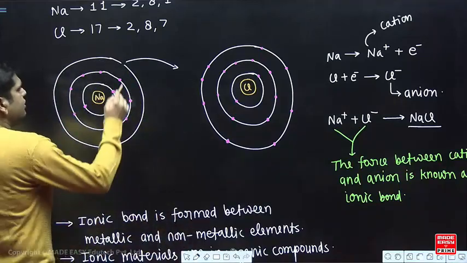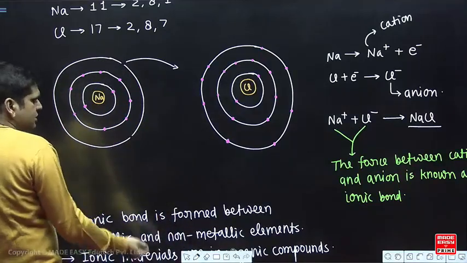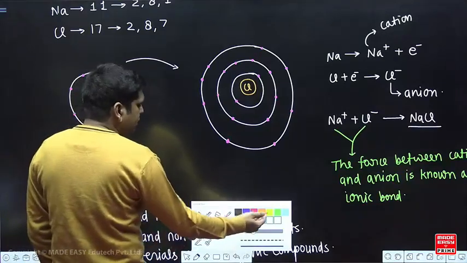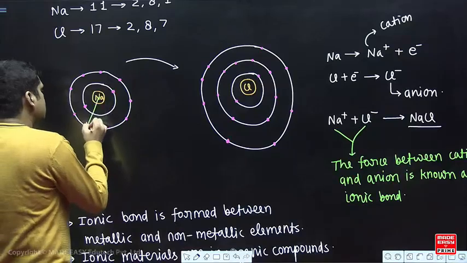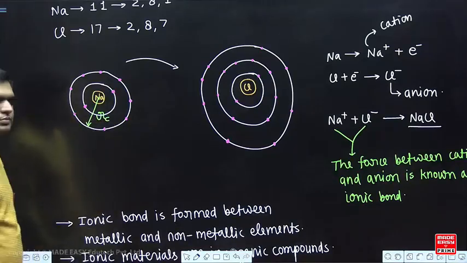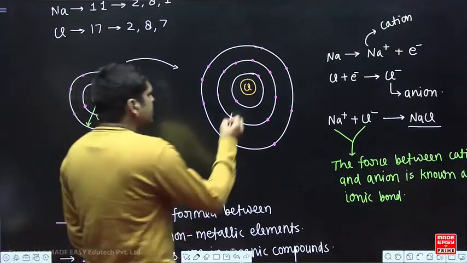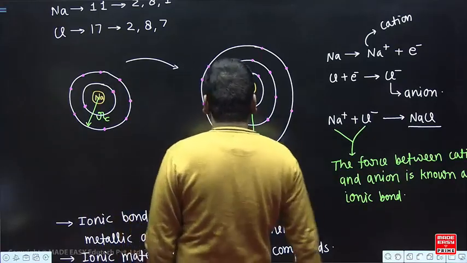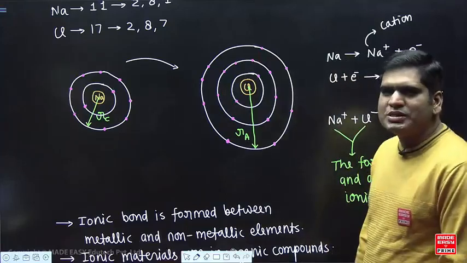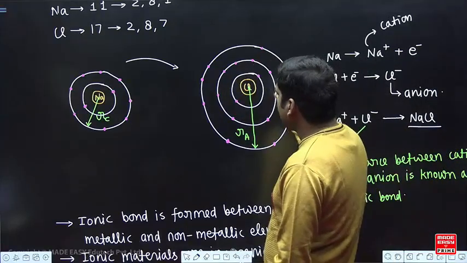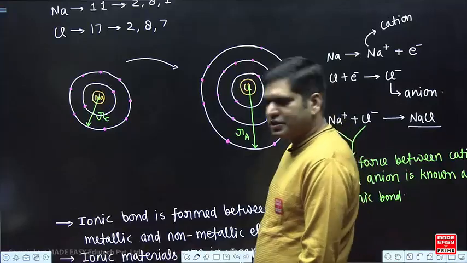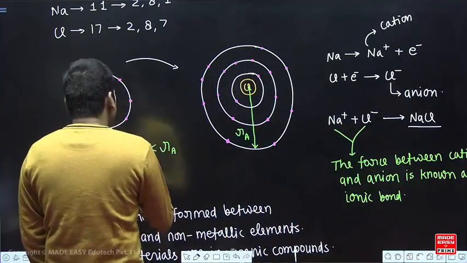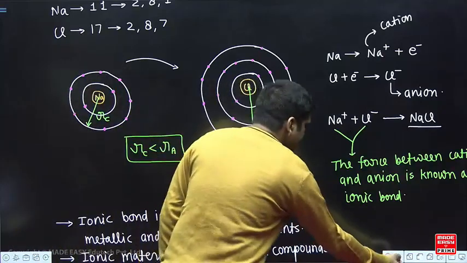Since this electron has gone, there is no role of this orbit. You can neglect this orbit. Now the effective size of the cation is up to this. So this is known as the cation radius, up to the second orbit. But this element has retained all the third orbit. So the radius is up to the third orbit. Obviously you can say that now the anion is larger in size than the cation. It means Rc is smaller than Ra. So cations are smaller in size than the anions.